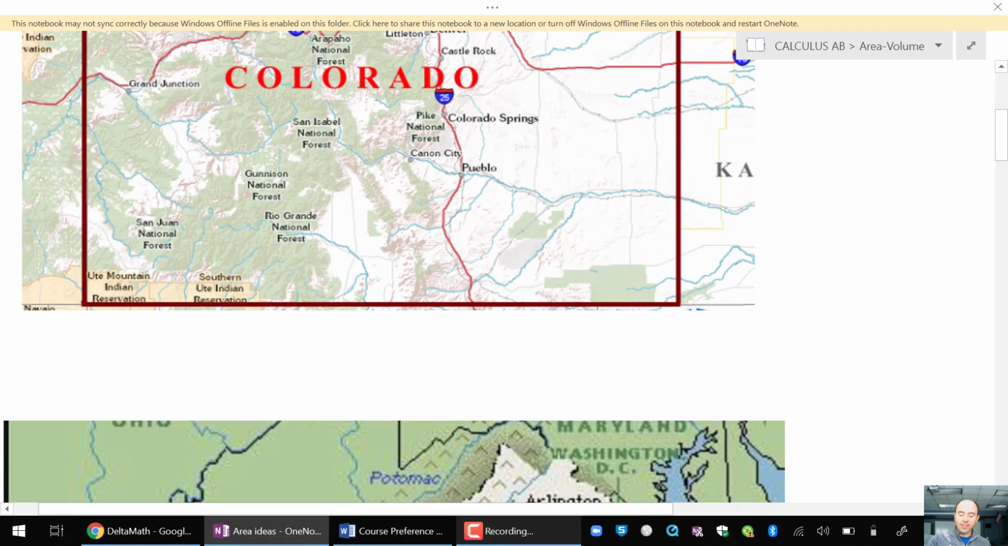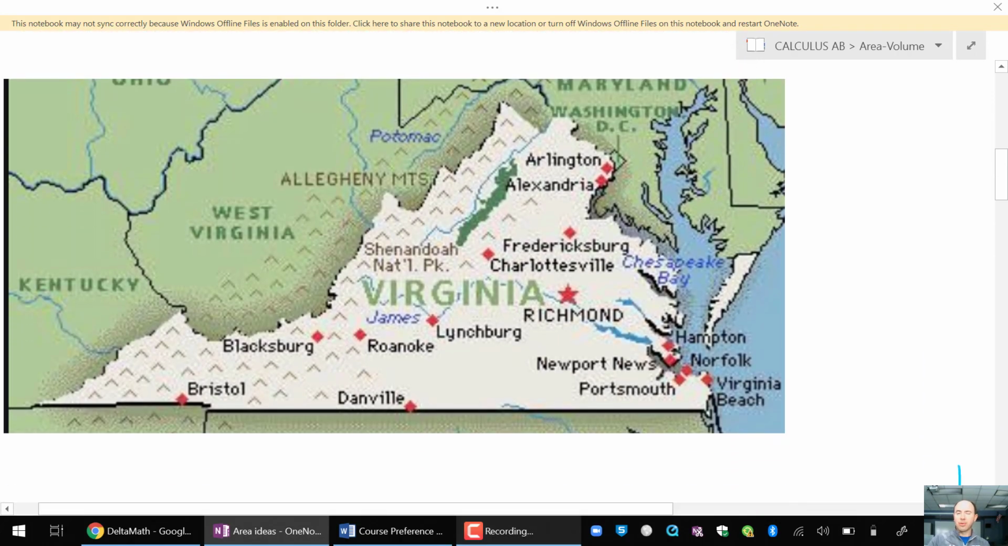But what if I asked you the same question and just gave you a different state, like the state of Virginia? Clearly, this is not rectangular. There's many different angles and sort of curved regions, boundaries of water and rivers and mountains, and it's just not very easy to figure out what the area is of the state of Virginia.